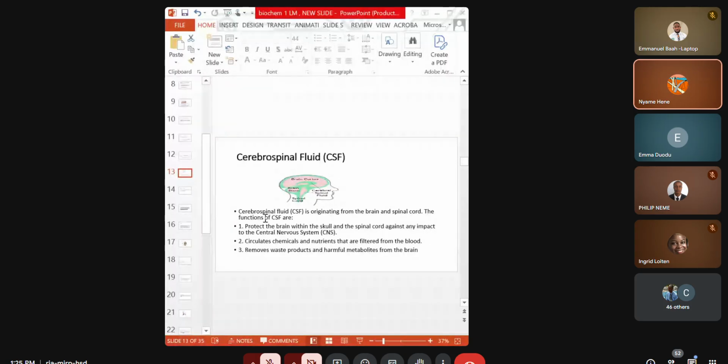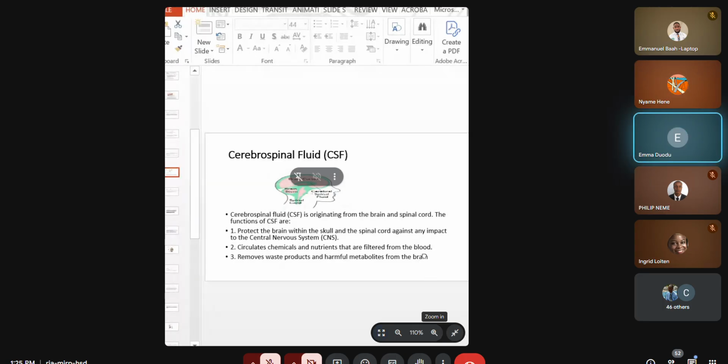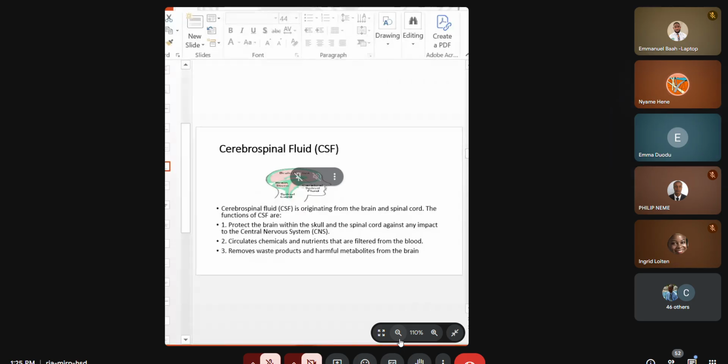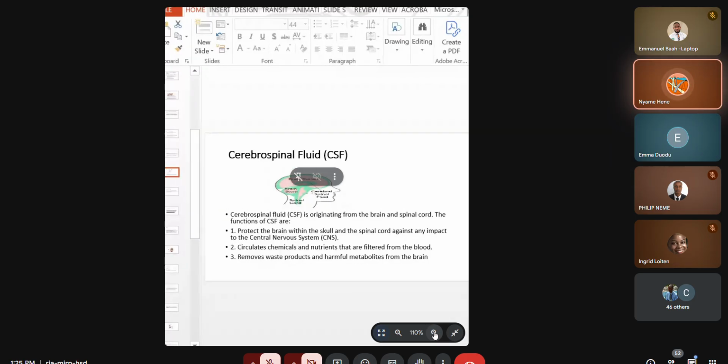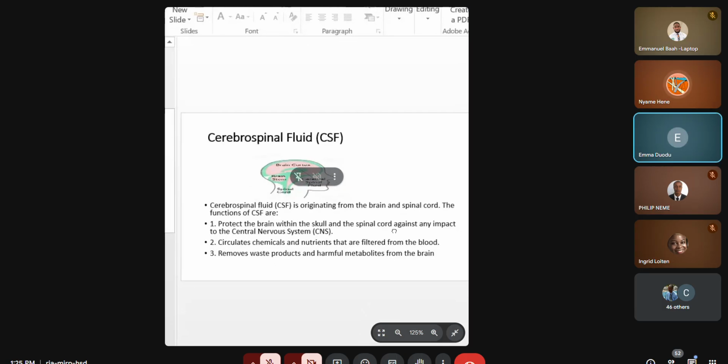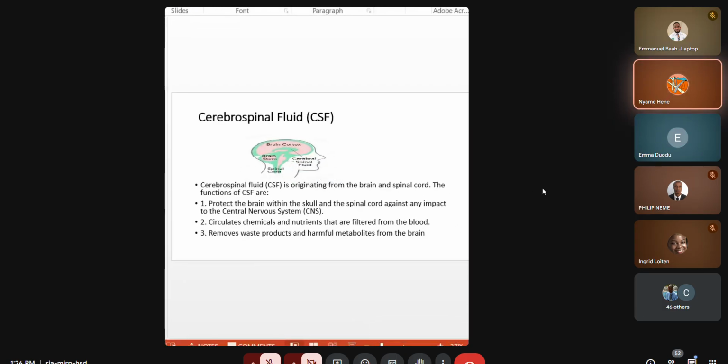So it removes waste products and harmful metabolites from the brain. Ideally the blood should be the one doing that, but the CSF is what does that. It serves as the tissue whereby all chemical reactions, all metabolic reactions, anything at all that goes into the brain occurs in the CSF. So if you want a sample from the brain, we do what?